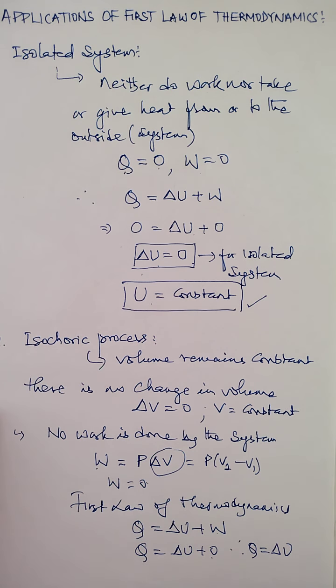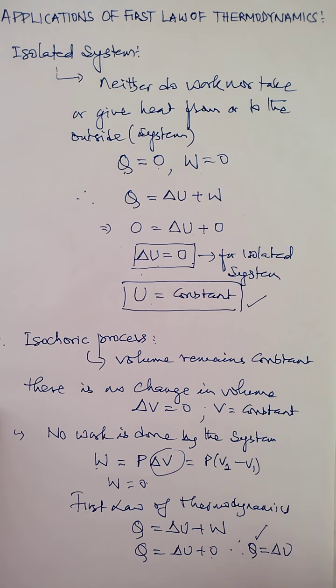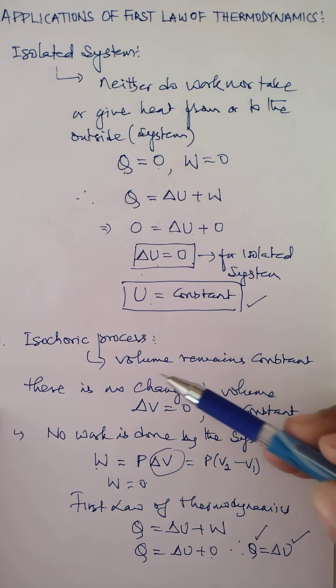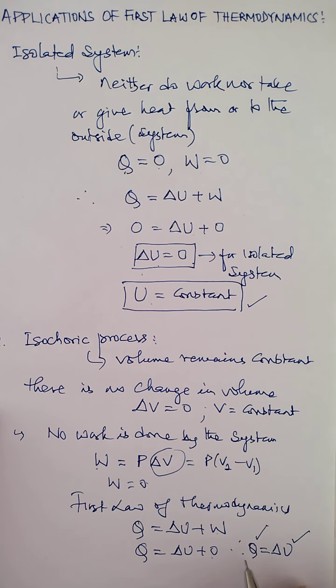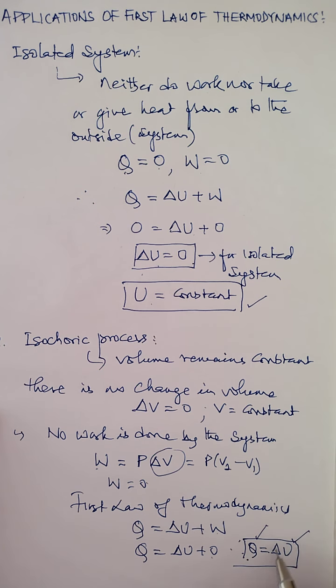Q equals ΔU, which means the entire heat given to the system is used in increasing the internal energy of the system without any work being done by the system. Such a process is called an isochoric process. So children, remember this part: under an isochoric process, the entire heat given to the system is used to increase the internal energy of the system. That's why Q is always equal to ΔU.